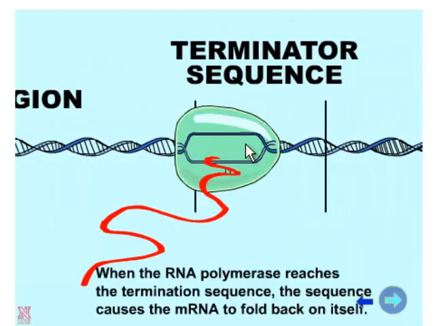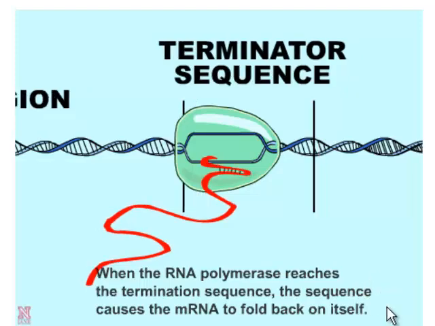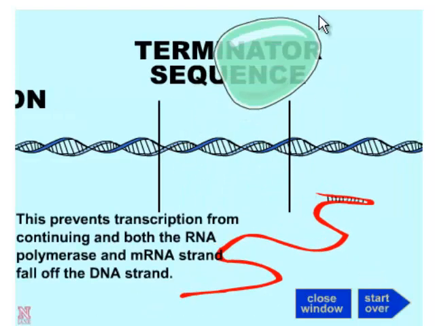Once it gets to the end, there's a terminating sequence of DNA. It tells it to stop. And then finally, the RNA polymerase leaves. The DNA is perfectly coiled up again, and you have an RNA strand that's ready to go to the ribosome to be changed into a protein.